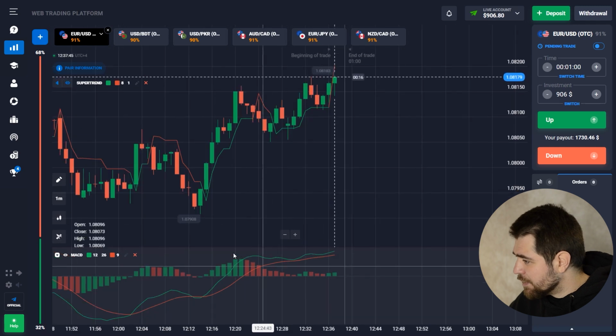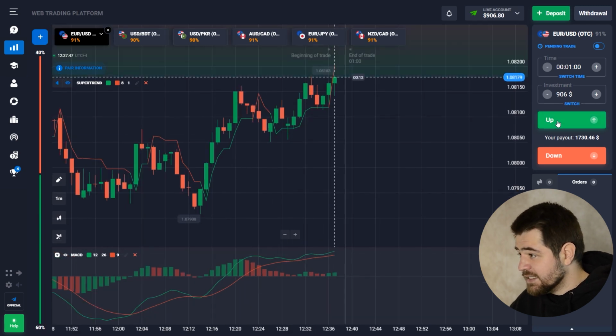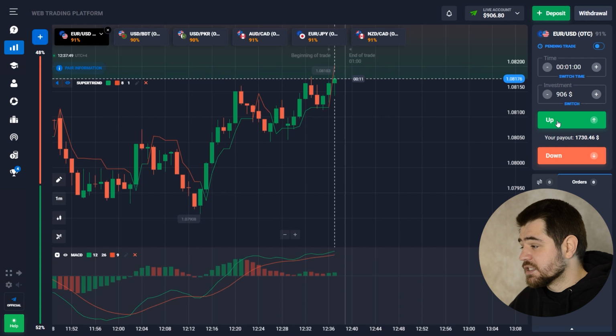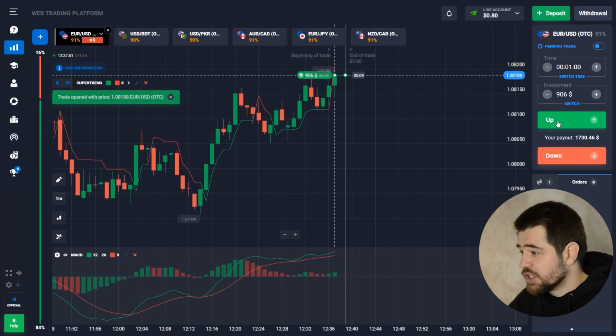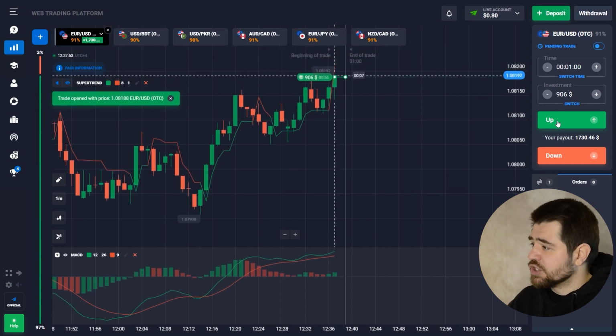Let's see this, for example. This gives us the idea that the price is going to go up. That's a strong bullish impulse. That's a strong bullish indication.